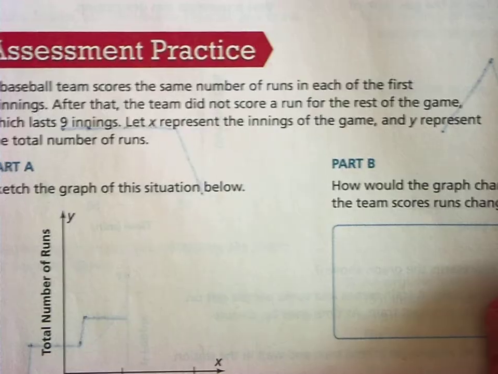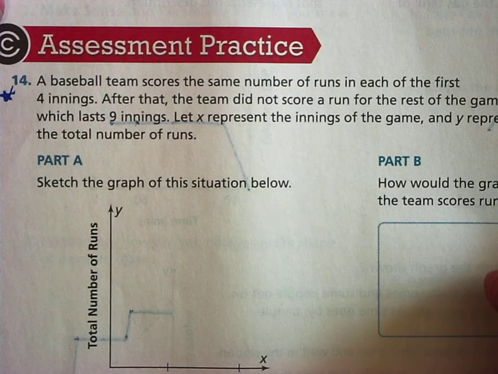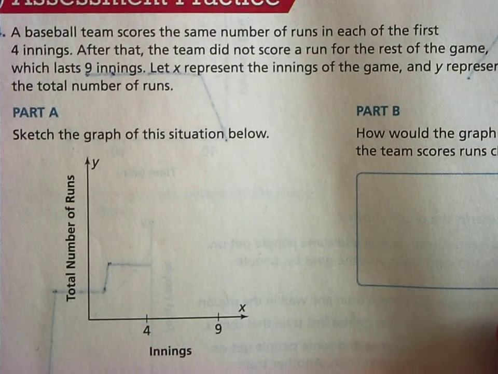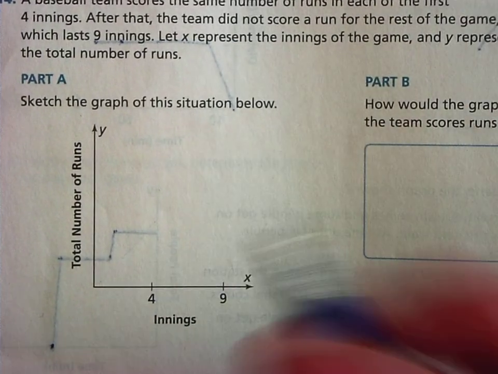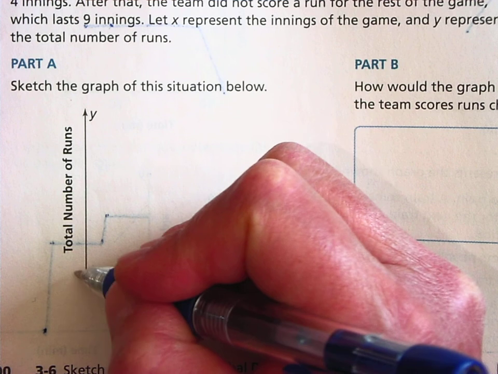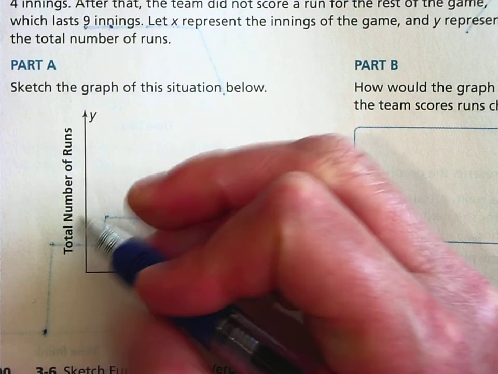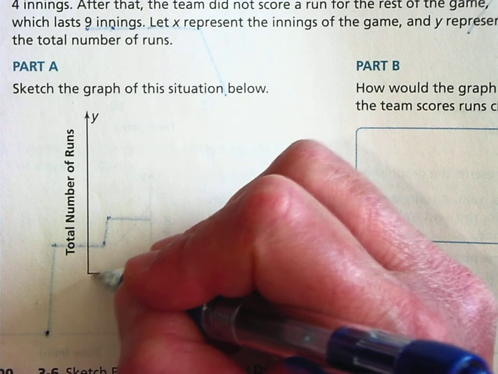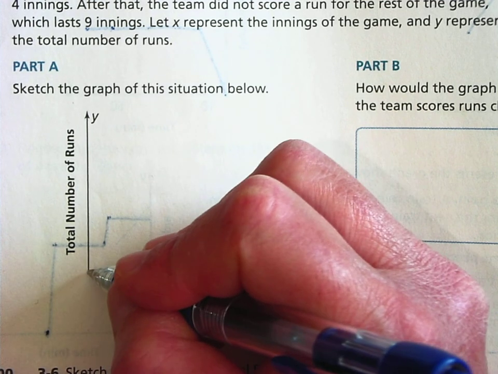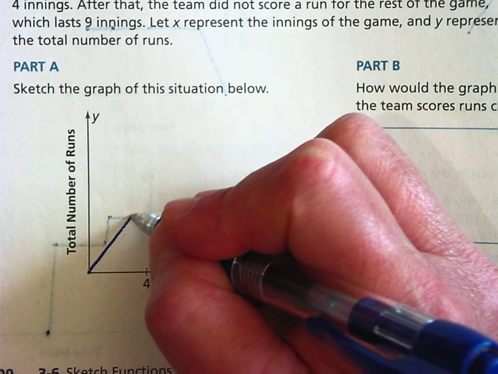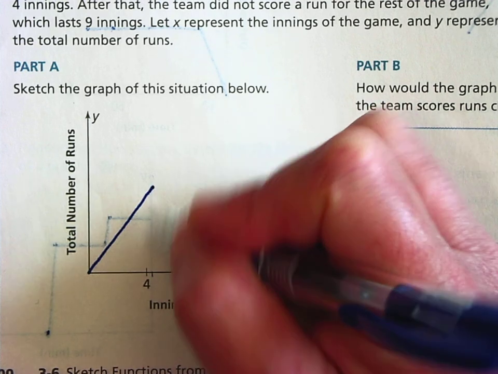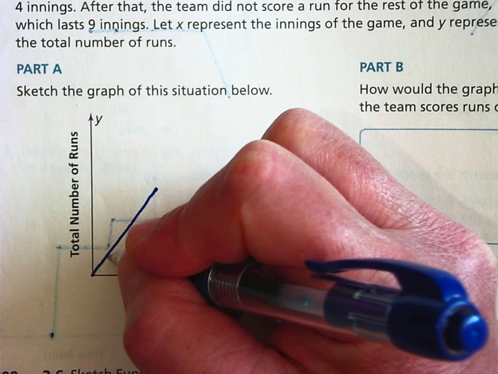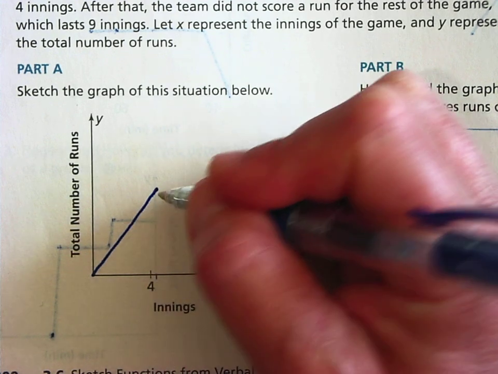Okay, so a baseball team scores the same number of runs in each of the first 4 innings. So they score the same number of runs in each of the first 4 innings. So all games start at 0-0, right? No one has any score. And so to show that they score the same number of runs in each of the 4 innings, we're going to draw a line that just steadily goes up. And then right when we get over inning 4, that's where it's going to stop. So like every inning, 1 run, every inning, 1 run, every inning, 1 run.